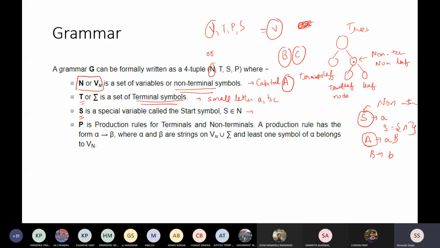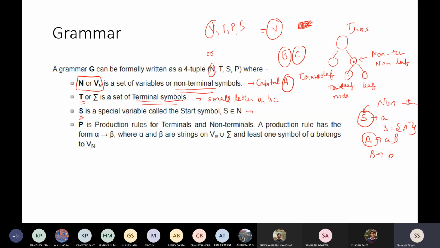I will tell you a little trick to remember what exactly the meaning of terminal is, and why a terminal node is a capital node. Now there is something called P, that is production. I will tell you about production. I will take an example and tell you what exactly the production rules are.